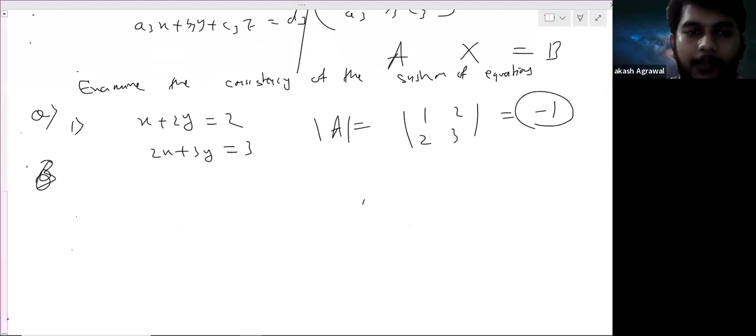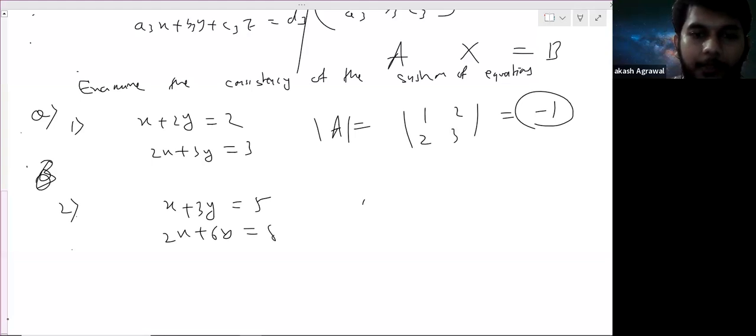Yes, sir. Second question: x plus 3y equals 5, 2x plus 6y equals 8. Aapko batana hai system consistent hai ya nahi? सर नहीं है। कैसे चेक किया आपने? सर वैसे तो डिटरमिनेंट ए की वैल्यू कितनी आ गई? 0 आ गई, राइट?